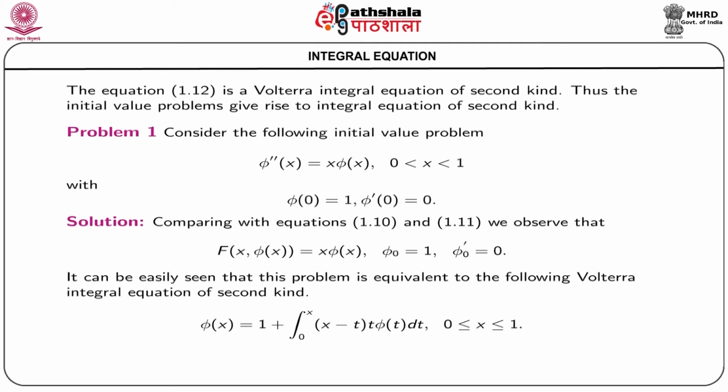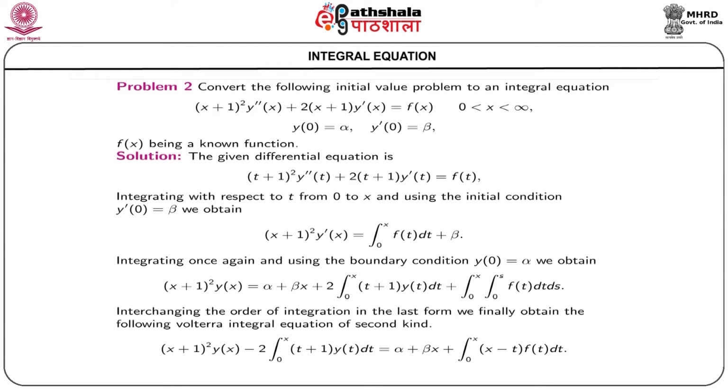So following the same procedure, we can easily see that this initial value problem is equivalent to the following Volterra integral equation of second kind given by phi x equal to 1 plus integral 0 to x, x minus t, t phi t dt, x lying in the interval 0 to 1. Next we come to problem 2.